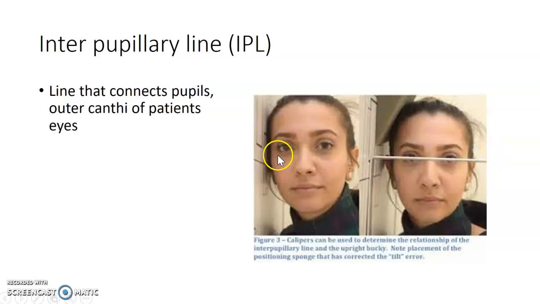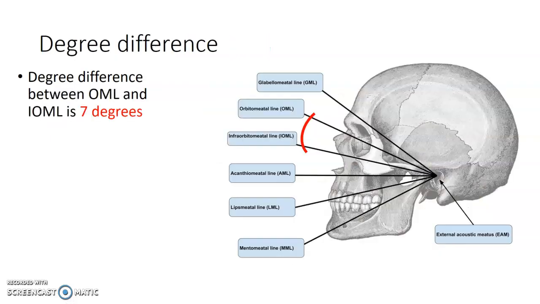So if you're looking at your patient straight on, as if she were your patient, I look to see if the pupils are even across to help me determine if my patient's lateral. Degree of difference. This tends to be a question they like to ask. There's a 7-degree difference between OML and IOML. So keep that in your notes somewhere.